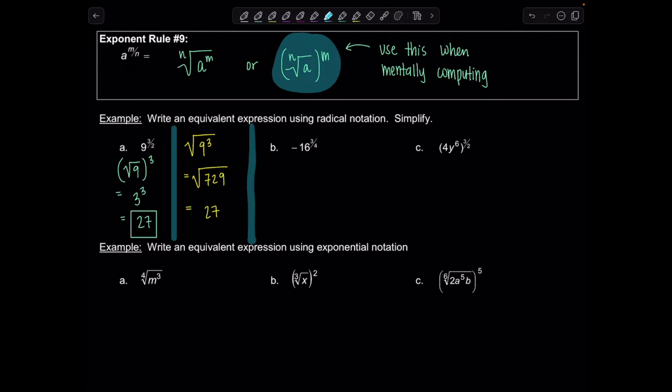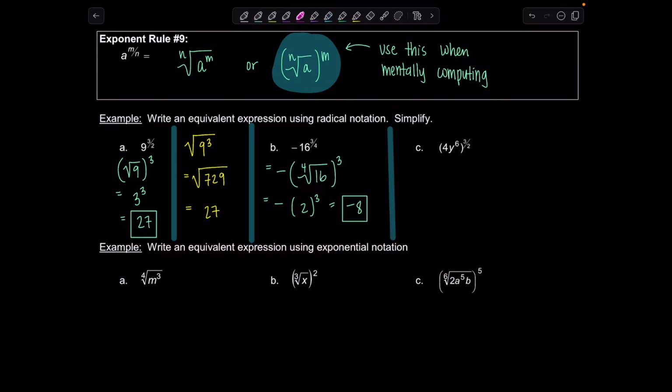All right, negative 16 to the 3/4. Again, this minus sign is not in parentheses, so it's just being attached on the outside of everything. So you just have negative. This is going to be the 4th root of 16, and then all of that is cubed. So the 4th root of 16, that's 2 cubed. 2 cubed is 8, and then we have a minus sign sitting out there. So this is negative 8.